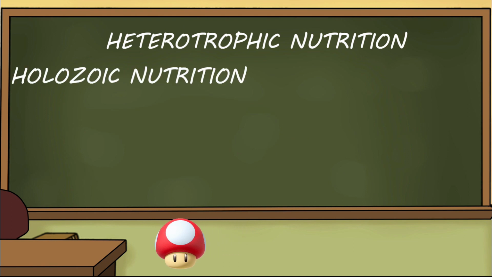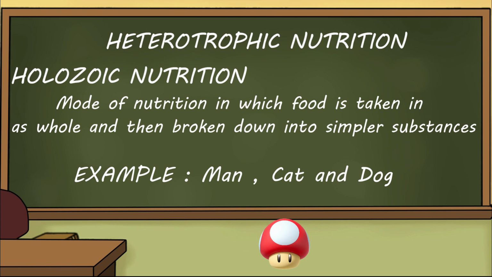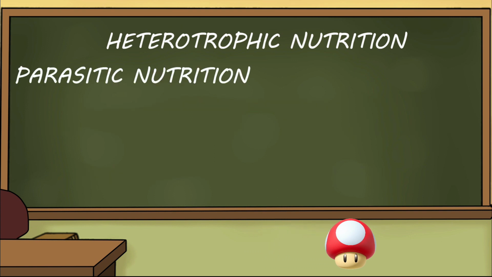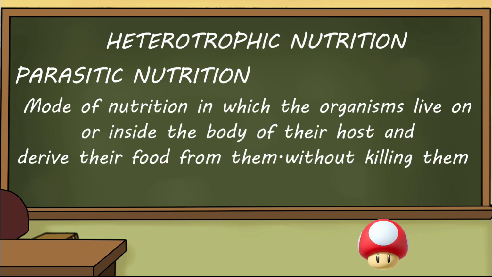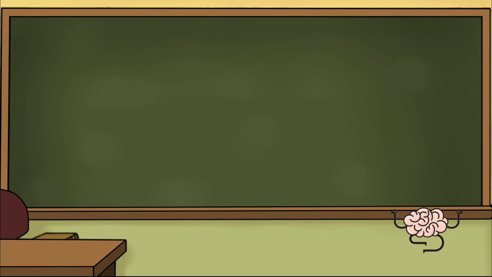Holozoic nutrition. The mode of nutrition in which food is taken in as a whole and then broken down into simpler substances. Example: man, cats, and dogs. Parasitic nutrition. The mode of nutrition in which the organisms live on or inside the body of their host and derive their food from them without killing them. Example: ticks, leech, tapeworm, and cuscuta.